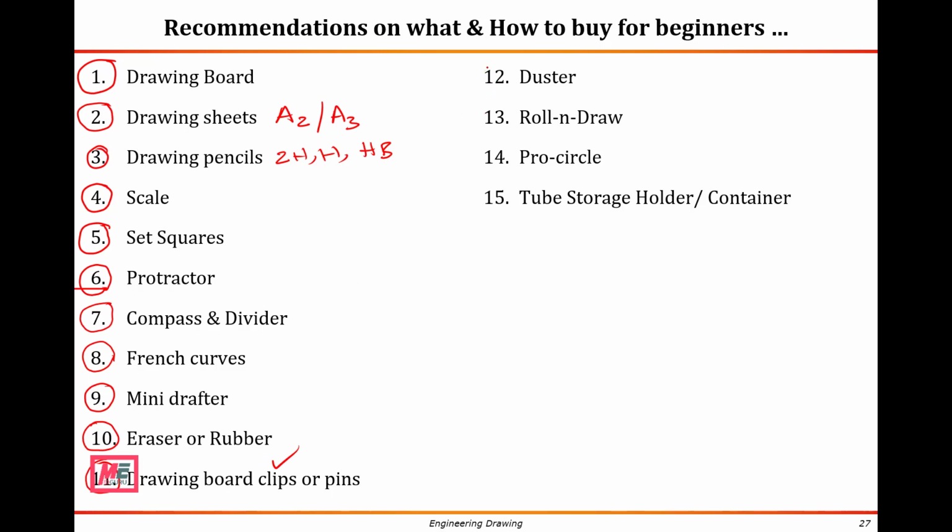Next, if you are practicing drawings which involve a lot of hatching, then roll and draw will be very handy. Number 14. Pro circle is optional. You can decide on buying this or a semicircular protractor. It will be useful for marking question numbers. Number 15. Storage tube holder or container to keep our well prepared sheets safe from rough conditions.